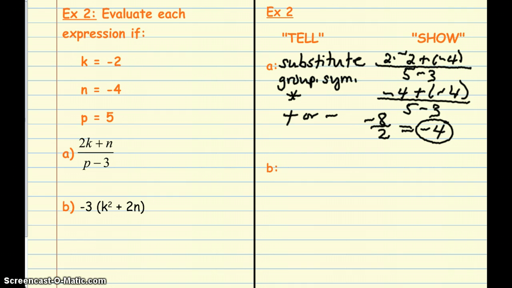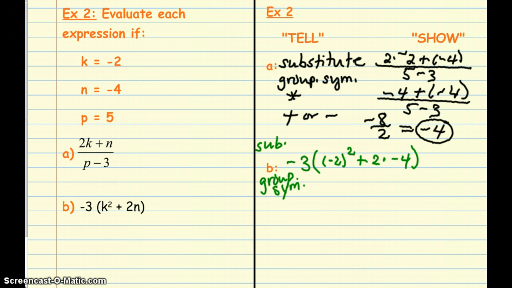The second one, we have negative 3 times the quantity of k squared plus 2n. So I've got negative 3 times the quantity k squared, so it's negative 2 squared plus 2 times, and n is negative 4. So my showing and telling, or my telling and showing, that was my substitution. From here I'm going to take a look at the grouping symbols, which in this case is just the parentheses.